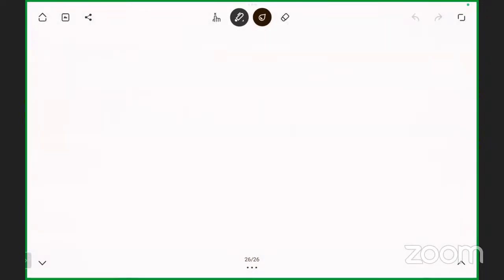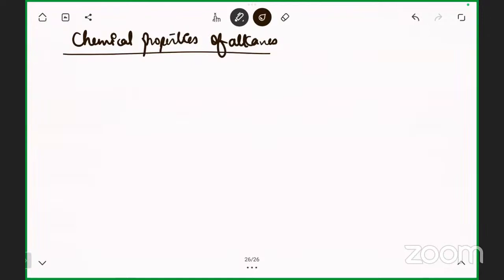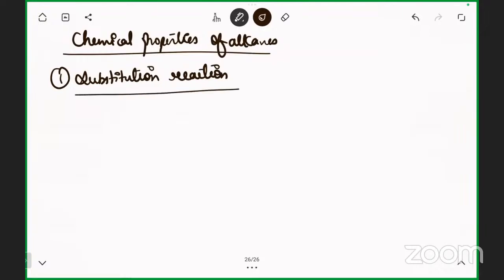Okay, let's start with the chemical properties of the alkenes. Chemical properties of alkenes. So first, just because we are talking about hydrocarbons, the first thing we are taking is the substitution reaction. Okay, what is a substitution reaction?